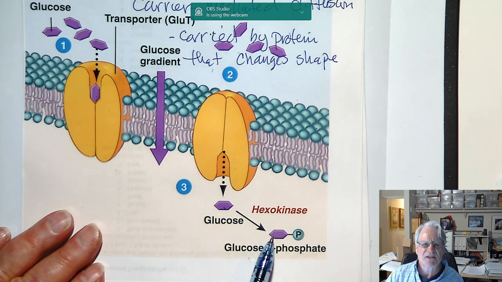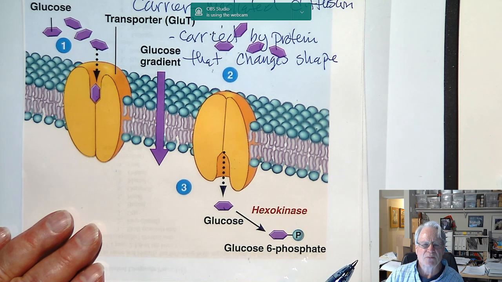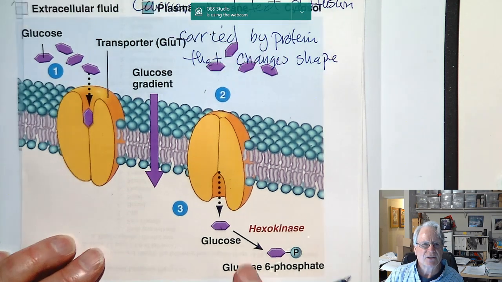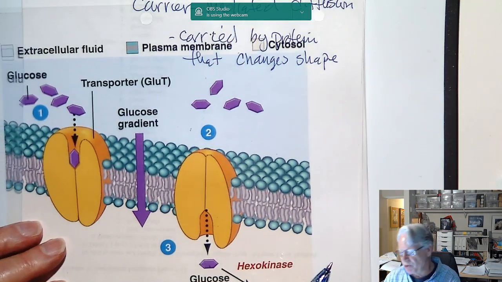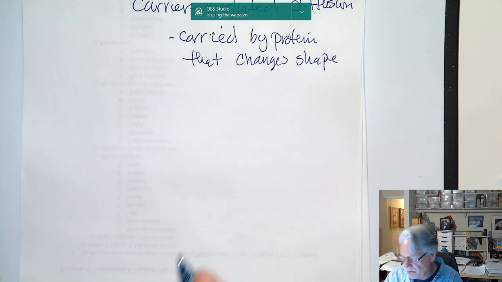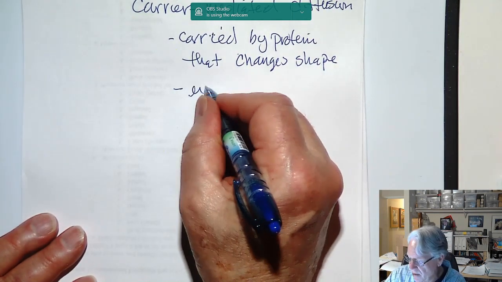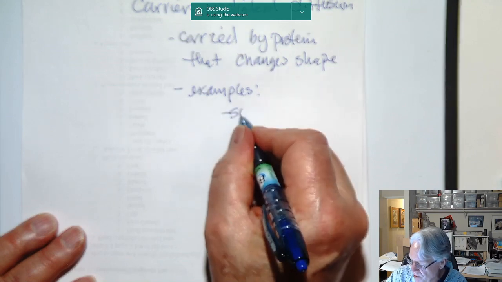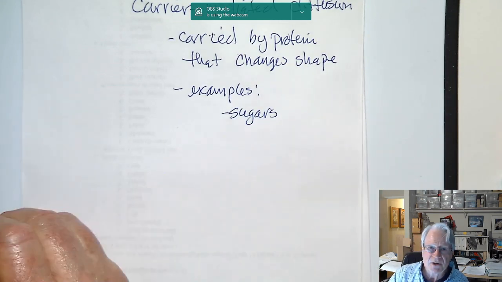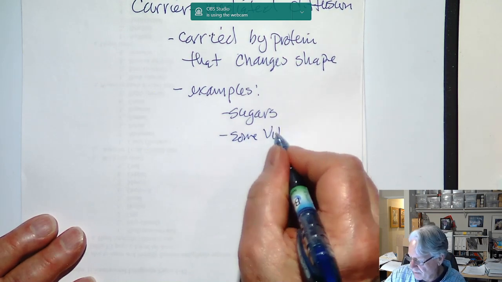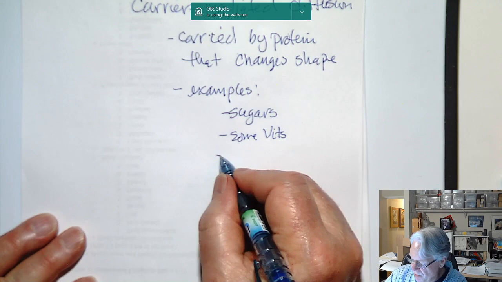We can start building on this molecule by adding that phosphate group to it, and you'll learn more about that later on. So we've got a transporter protein carrying and changing shape, moving substances. What kinds of things are generally going to move? Sugars, particularly glucose, some vitamins, amino acids.